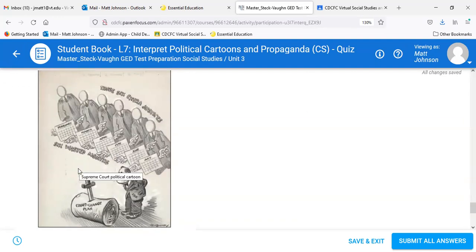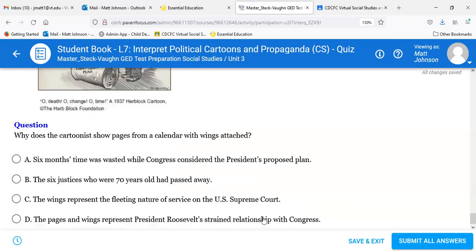Okay, and then our final question here. Let's see, Christiana, you want to read this question for us? Okay, number 5. Why does the cartoonist show pages from the calendar with wings attached?